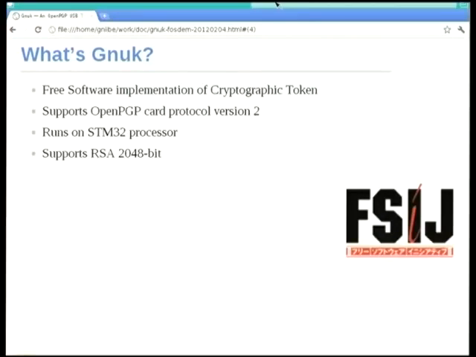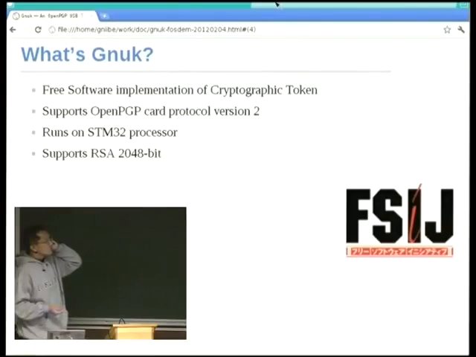Gnuk is my development, which is a free software implementation of a cryptographic token. Perhaps you are more used to one-time password tokens, which are more popular than cryptographic tokens, because some banks distribute one-time password tokens to their customers for their network banking system. But today I am explaining my development of a cryptographic token, which stores our secret keys.